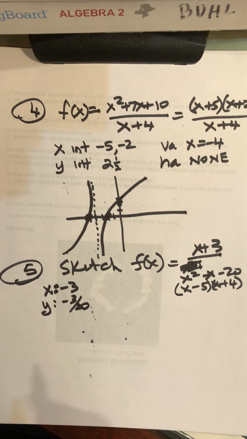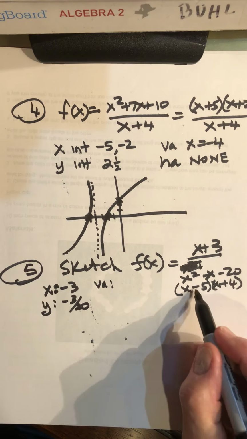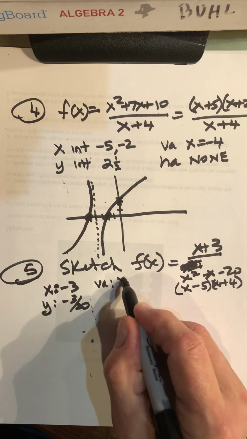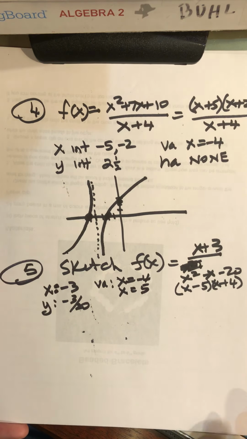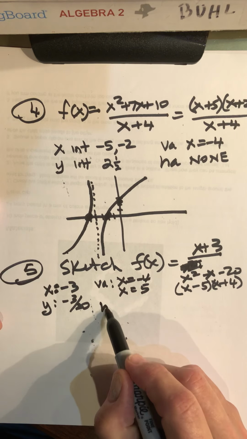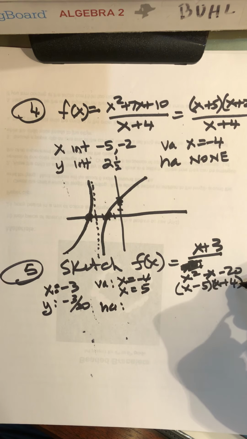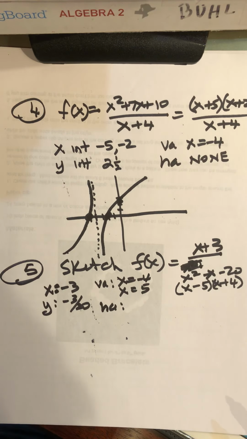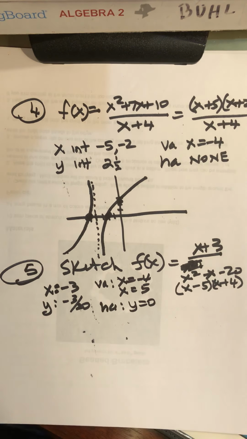What about the vertical asymptote? Yeah, I've got 2 vertical asymptotes. I've got -4 and +5. So x equals -4 and x equals 5. This is going to be interesting. This will be a totally different kind of graph. And then finally, the horizontal asymptote. What's that going to be? Well, let's check. The numerator is linear. The denominator is quadratic. So the denominator is larger than the numerator. When the denominator is larger, y equals 0 is your horizontal asymptote.